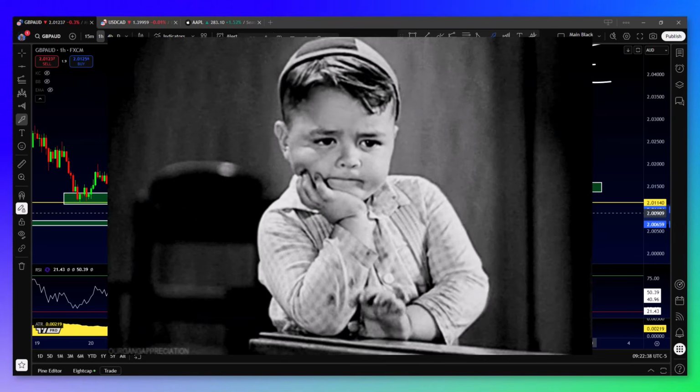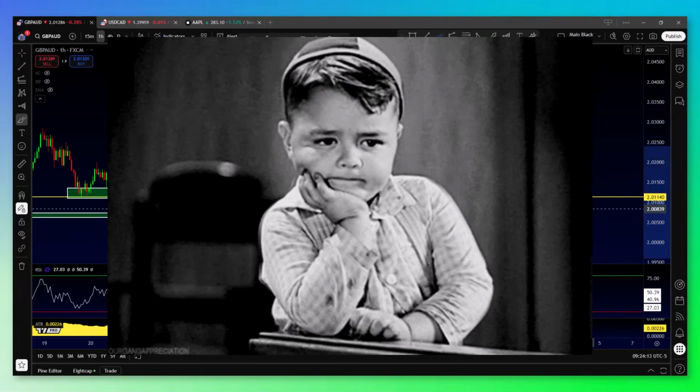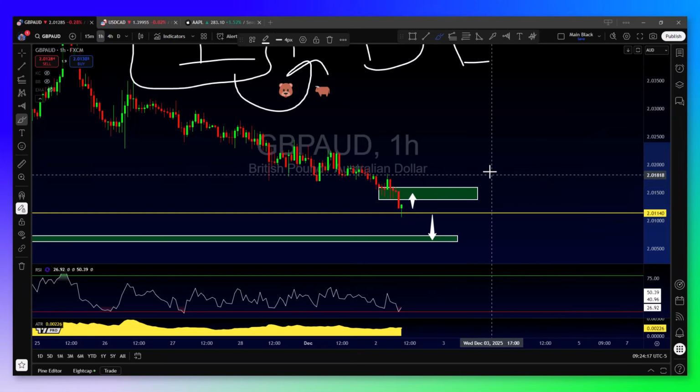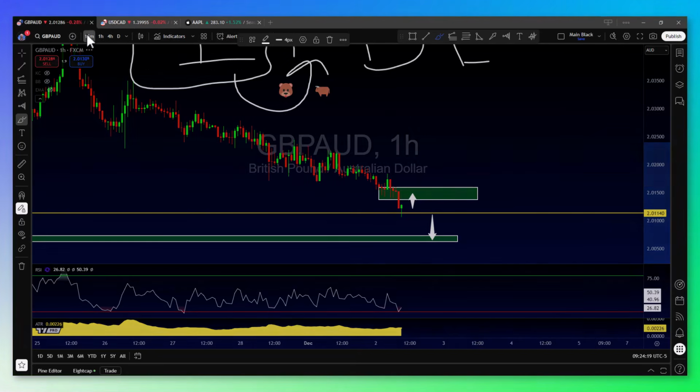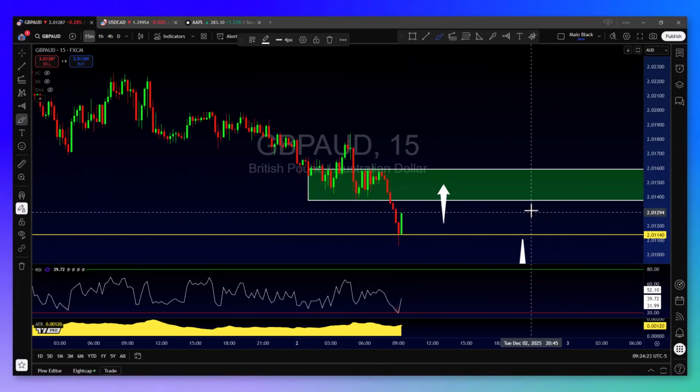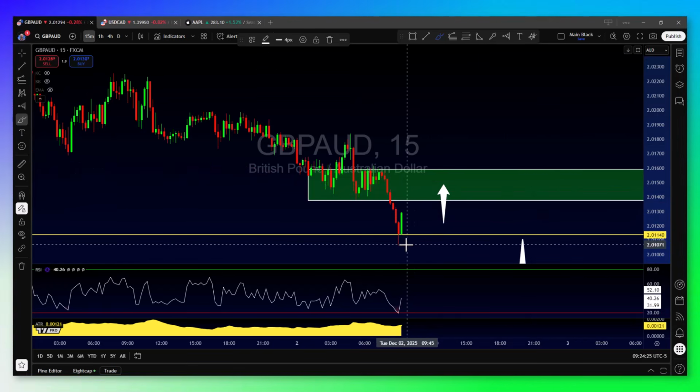We just have to wait. All right, so we know that we're waiting for an answer here on the hourly. Now, here's the confusing part about trading. You go down to the 4 hour, or let's go down to a 50-minute chart, and you can see we have a hold right here.